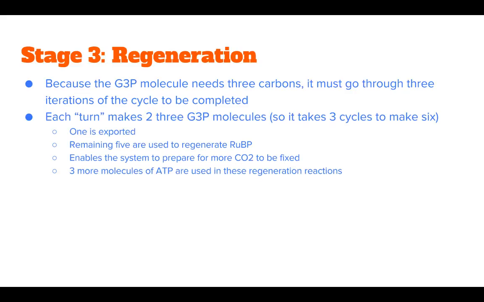G3P molecules. What happens with the 6, and why that's important, is that one of the G3P molecules is always exported, and then the remaining 5 are used to regenerate RuBP for the earlier stages in the Calvin cycle. This enables the system to prepare for more CO2 to be fixed. And also, 3 more molecules of ATP are used in the regeneration reactions.